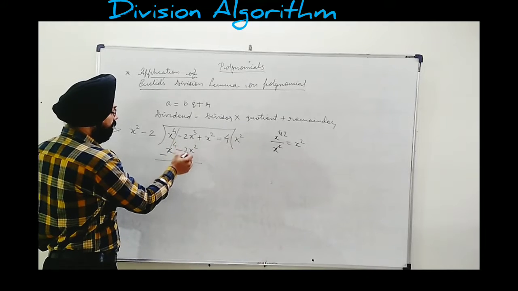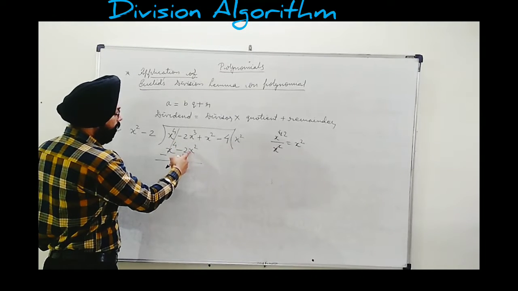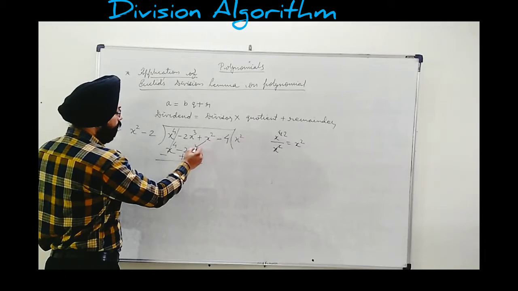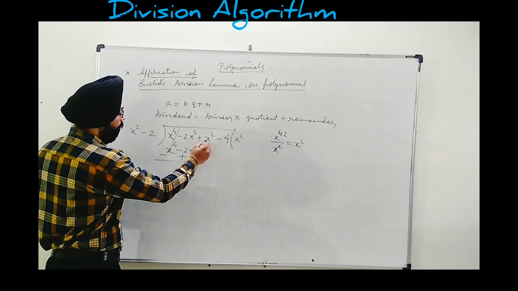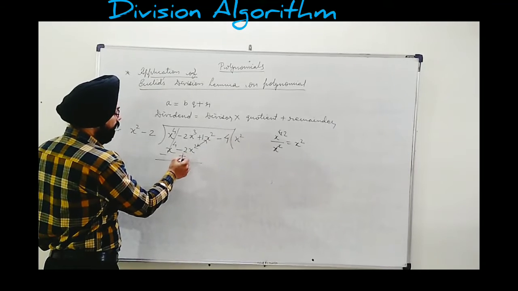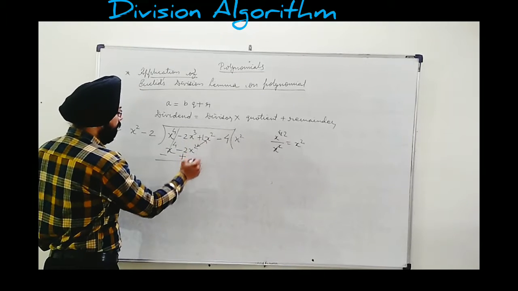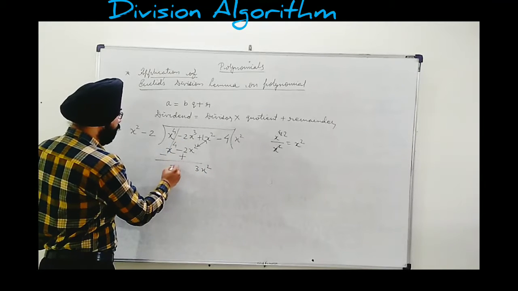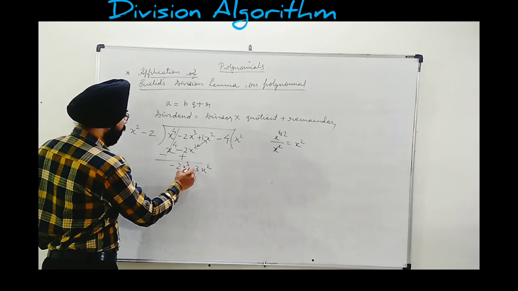Now these are not like terms. But because of being x square, we have to solve this with x square only. So this is plus 1x square, this is plus 2x square. So plus 2 and plus 1 becomes plus 3x square. And this minus 2x cube will be carried down.